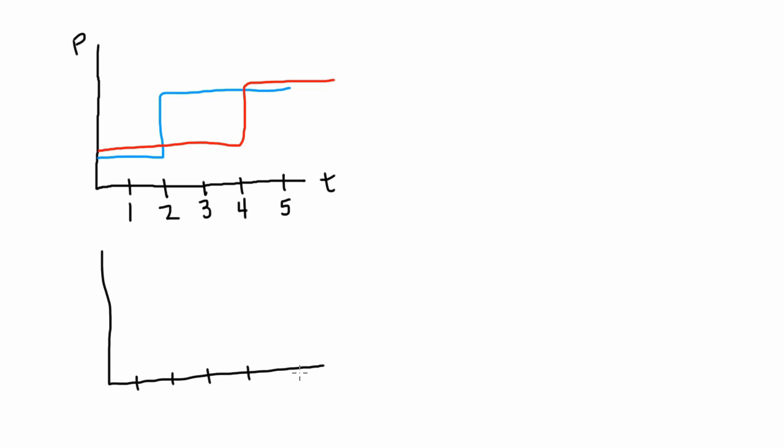Let's put this in returns space, which is what we normally see. So we have the same setup, time on the x-axis, but now we have returns on the y. So with the blue stock, nothing's happening until time 2, and then there's a big positive return, and then nothing's happening for the rest of the time. For the red stock, nothing's happening until time period number 4, and then there's a big spike, and something happens.